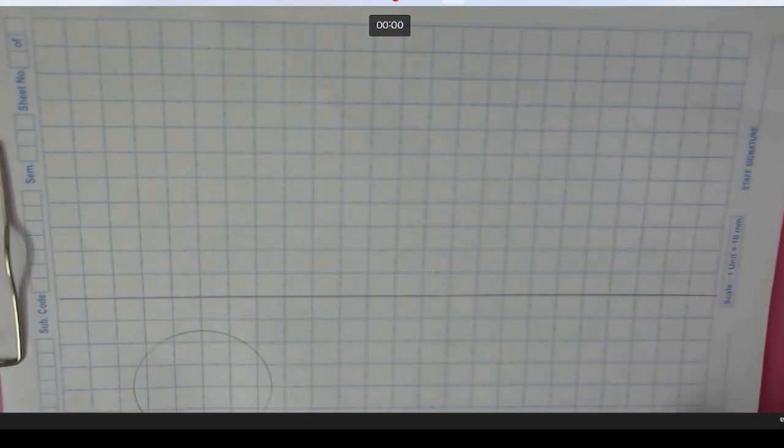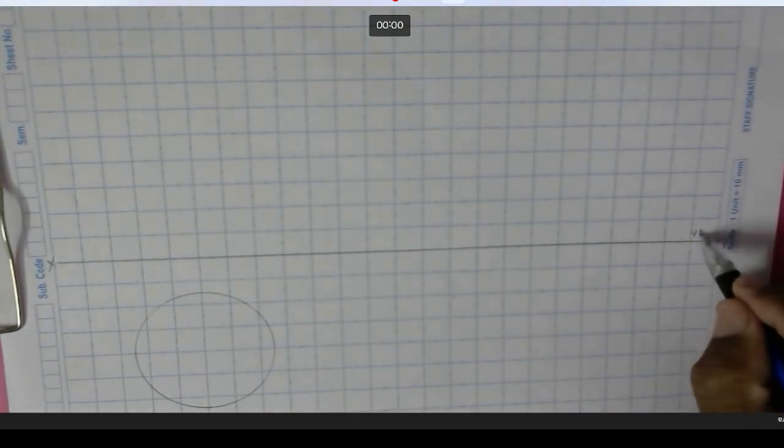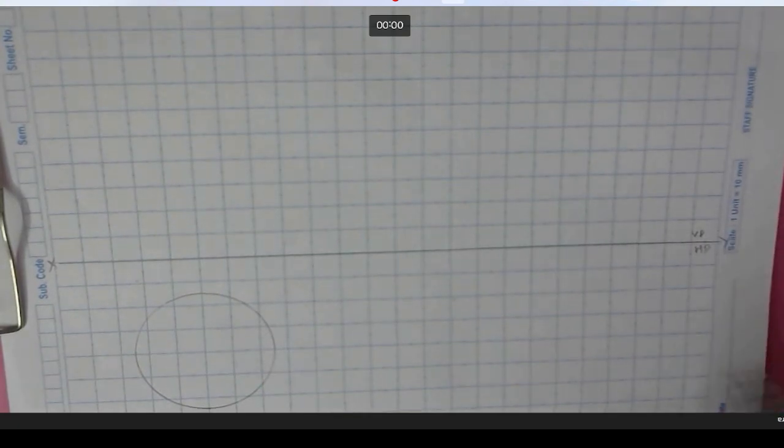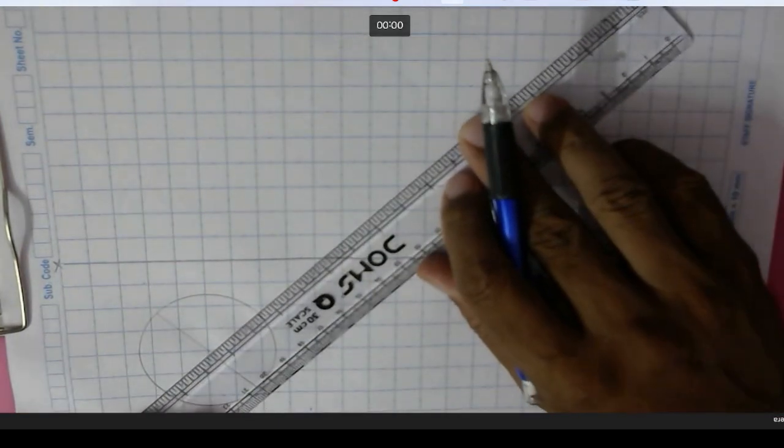Let us mark the points. XY, reference line, VP and HP. So now as you need a smoother surface, let us divide this circle into 8 number of parts, at an angle of 45 degree. Now as you are going to draw the generators, let us go for a thin line here, not a thick line.